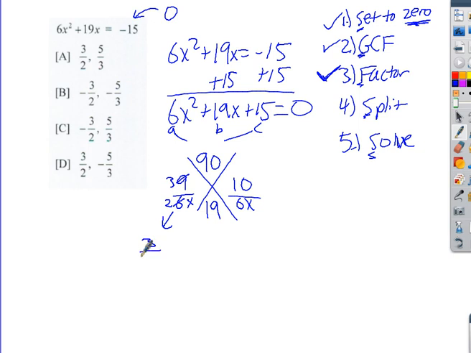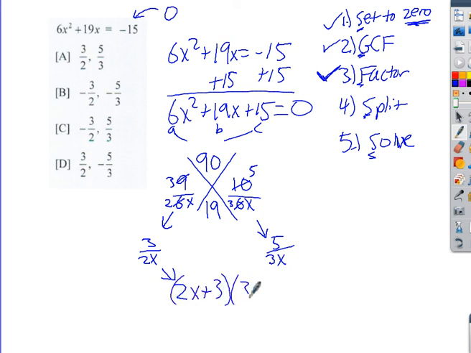Can we reduce this? Yes, 2 goes into both of those. 2 goes in that 3 times. 2 goes in that 5 times. So we've got 5 over 3x. Can't reduce those any further, so now we can write our binomial expression on this side and our binomial expression on this side, and that's all equal to 0.